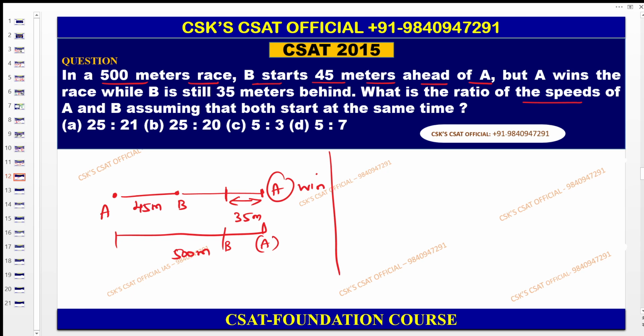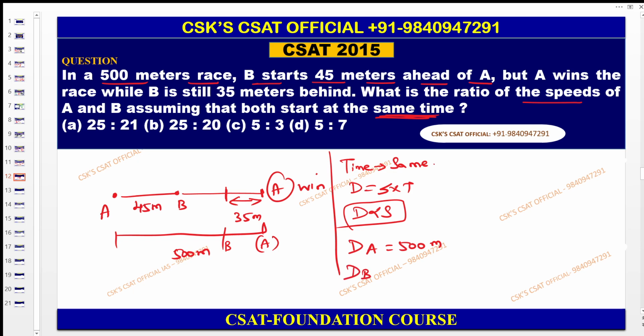What is the ratio of the speeds? Assume both start at the same time. Time is constant. You know distance is equal to speed into time. Time is constant means the distance is directly proportional to the speed. Then find the distances. The distance covered by A is 500 meters. The distance covered by B is 500, already 45 we have to leave. Then here 35 behind, so subtract this, it becomes 420.